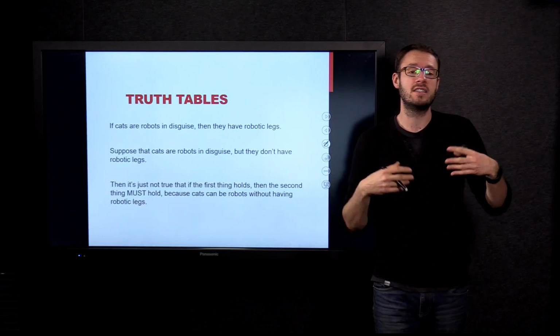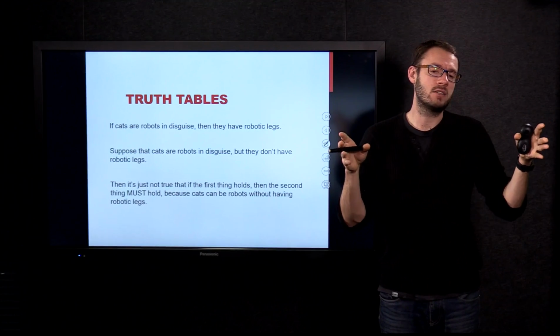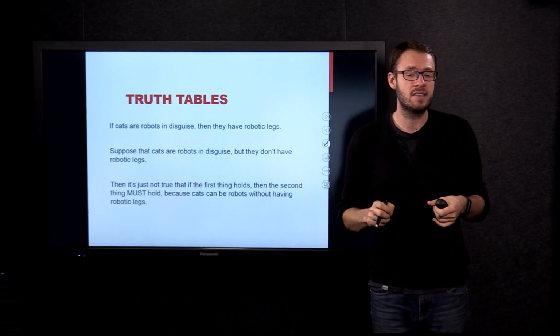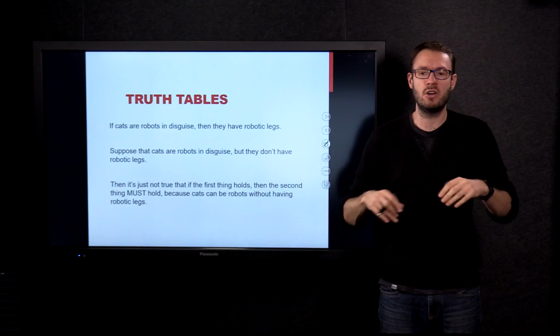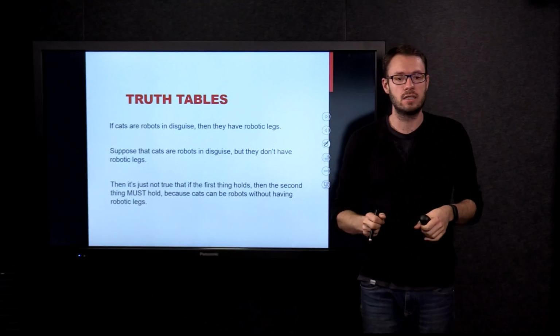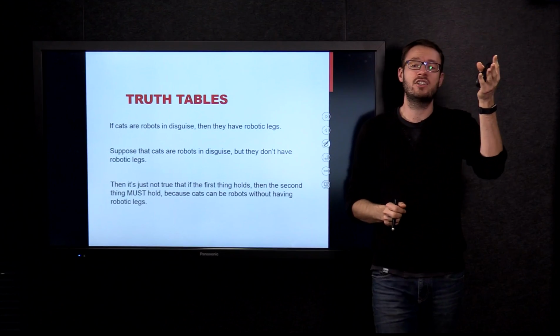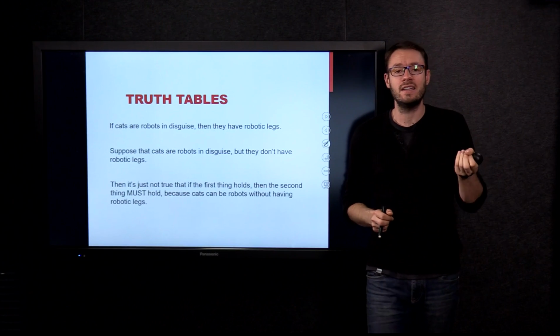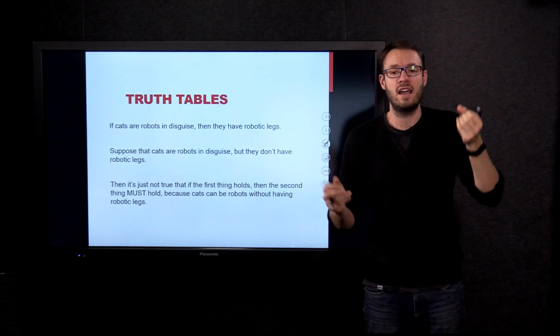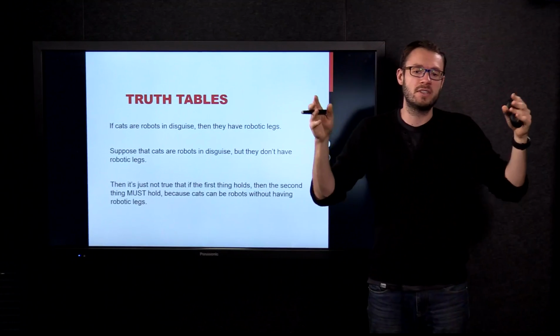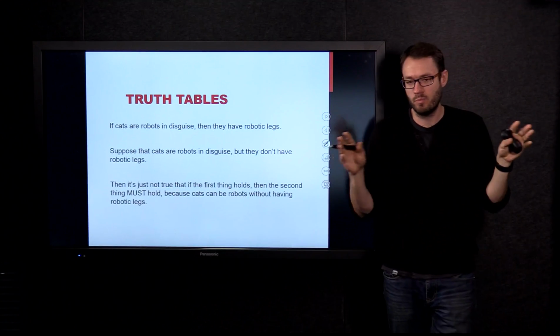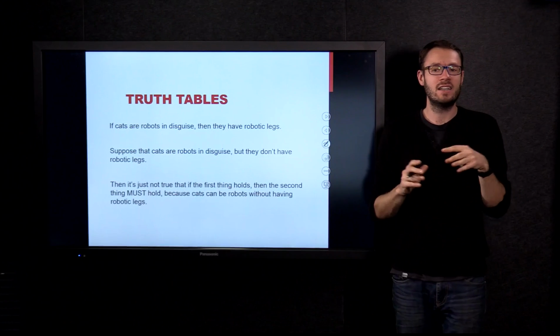So, for instance, consider this conditional again. If cats are robots in disguise, then they have robotic legs. Suppose that cats are robots in disguise, but they don't have robotic legs, right? Suppose that that's how the world, as a matter of fact, is. Then it would seem that this conditional statement is false. It's just not the case that if cats are robots in disguise, then they have robotic legs, because there are all of these cats roaming around the world that are robots in disguise that don't have robotic legs. What kind of legs they have doesn't really matter.